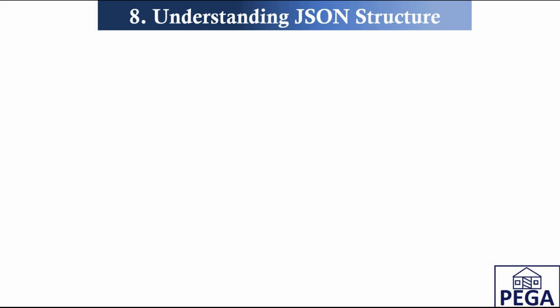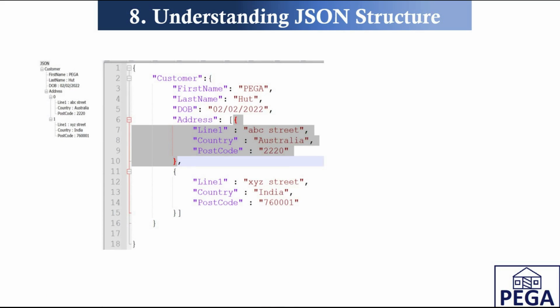Now moving to the next, which is another popular topic in the API world: understanding the JSON structure. So a typical JSON structure would look something like this, where let's say you got a customer, with first name, last name, date of birth, address, and so on.